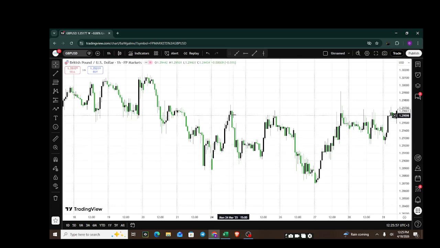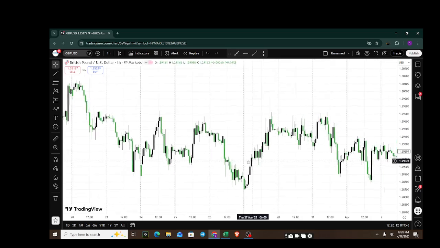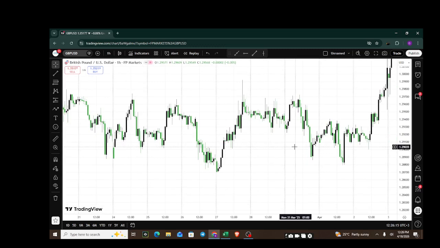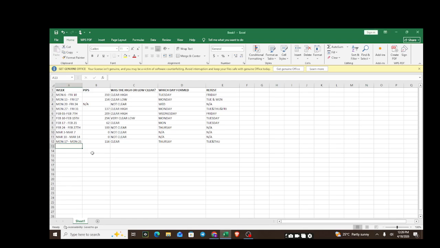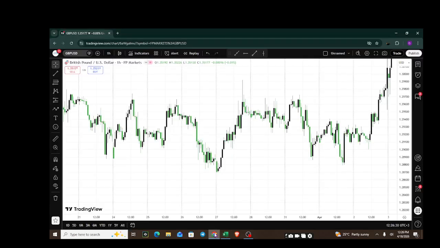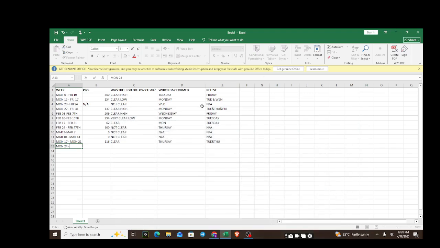We also have a very good week here on March 24th. So this high was formed on March 24th, a retest on Tuesday March 25th, before price began playing games as you would expect. So Monday 24th to Friday 28th. Let's say it was a very clear high.